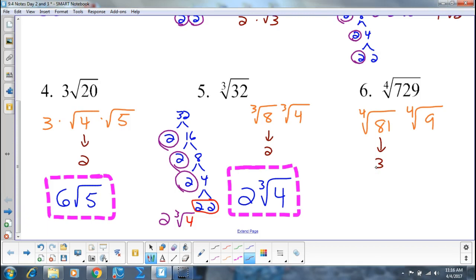What about the fourth root of 9? Do we like the fourth root of 9? Actually, we don't. What can we do with the fourth root of 9? What's another way to write 9? Let me rephrase the question. What's another way to write the number 9? 3 squared. So this is like the fourth root of 3 squared, which is like what?